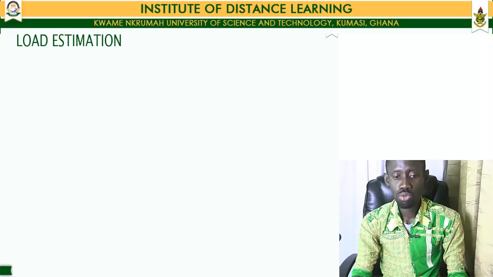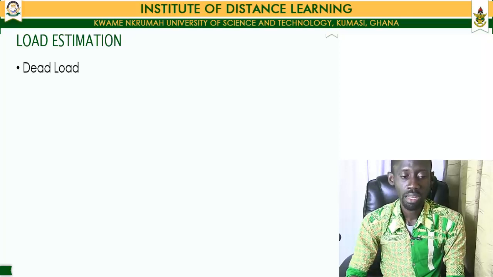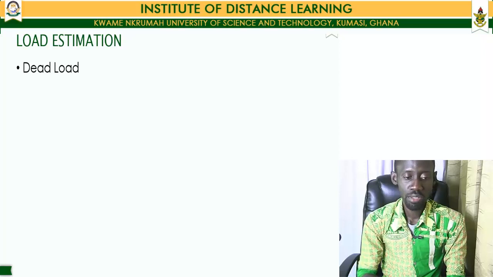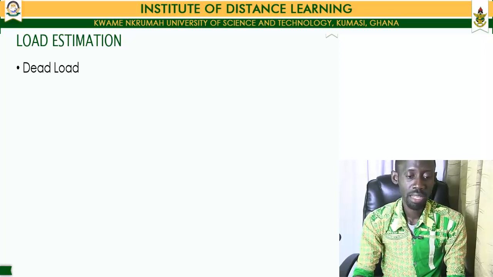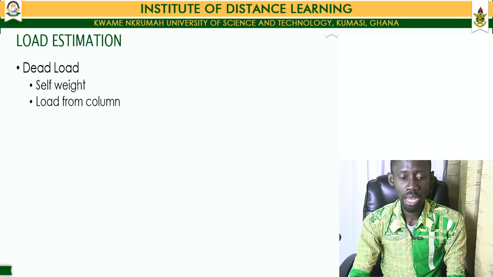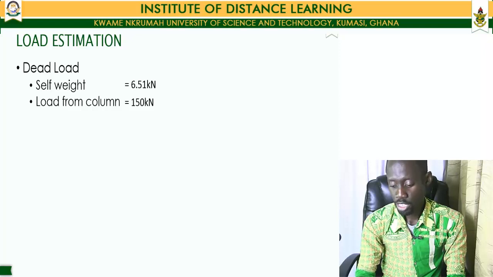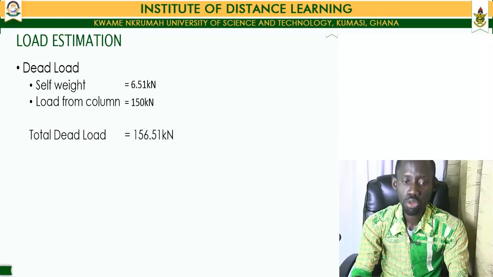This we have already done, but we want to bring it out clearly so that we'll know how much load our pad has to resist. Now, in estimating for our load, just as we did for our previous element designs, we'll start by calculating for our dead load. For our dead load, we'll look at the self-weight of the pad and every other load that is being transferred onto the pad from the column. For our self-weight for the pad, we had a value of 6.51 kilonewtons, and the load from our column being equals to 150 kilonewtons. This gives us a total dead load of 156.51 kilonewtons.